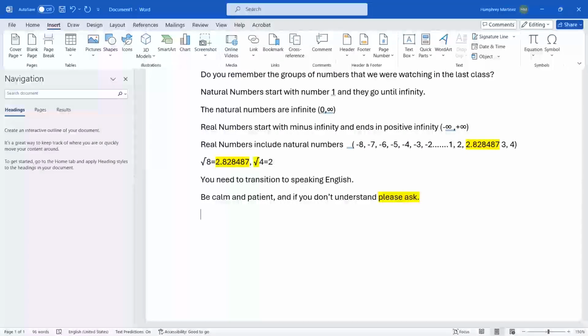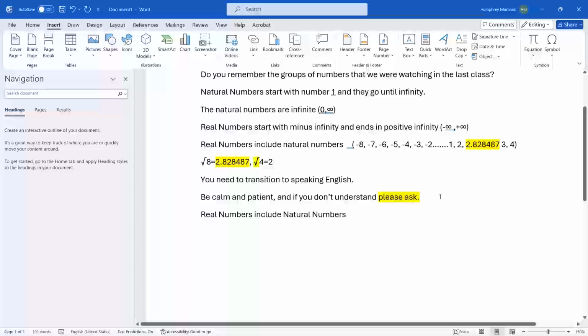Okay, then we were talking with Catherine that the real numbers include the natural numbers. That means el conjunto de los números reales incluye el conjunto de los números naturales, ¿verdad? Y el de los números enteros también, ¿verdad? Porque the integers, what are the integer numbers?